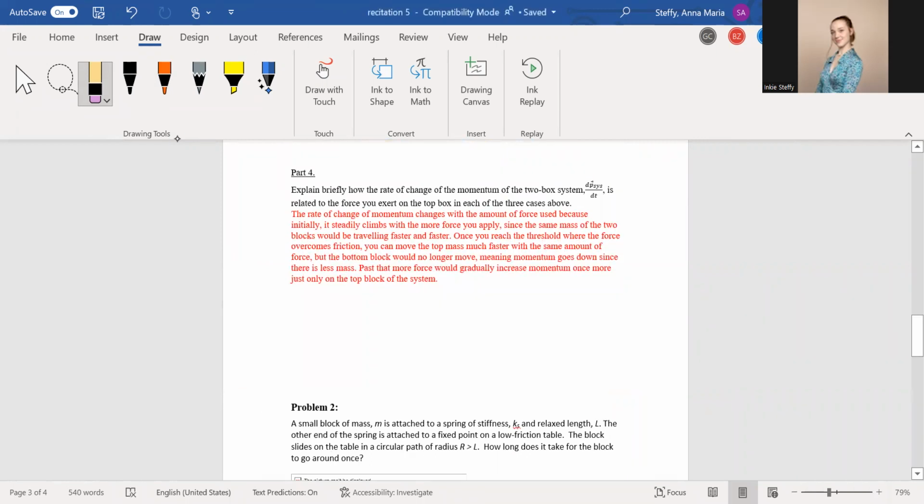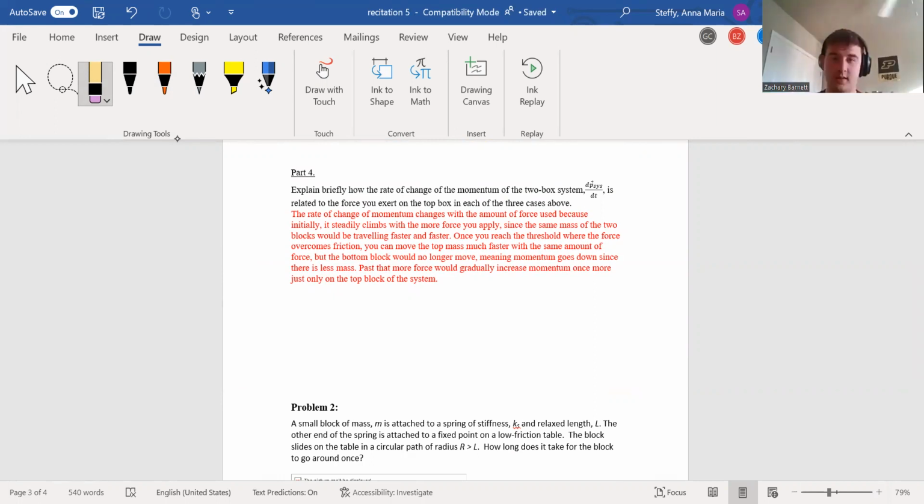Explain briefly how the rate of change of the momentum of the two block system is related to the force you exert on the top box in each of the 3 cases above. Well, I think I wrote this based on assumptions in part 3, so some adjustments definitely need to be made to this. I would just say that they're equal to each other in every case.